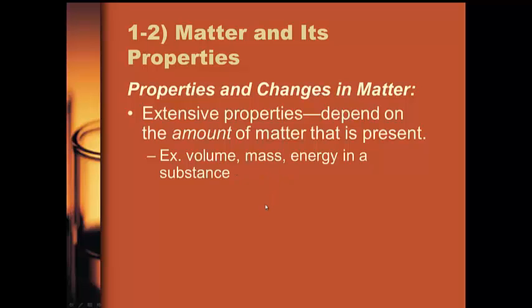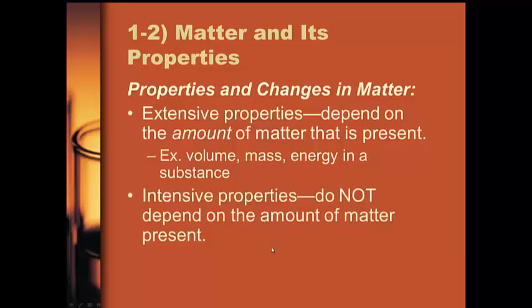Okay. There are some properties of an object that, no matter how much or how little you have, the property doesn't change. These are known as intensive properties. These would be things like the boiling point. Boiling point of water, 100 degrees Celsius. Doesn't matter how much or how little you have. That's always the temperature that water boils at. Same as the melting point, the density of the object also. Color would be an intensive property also.